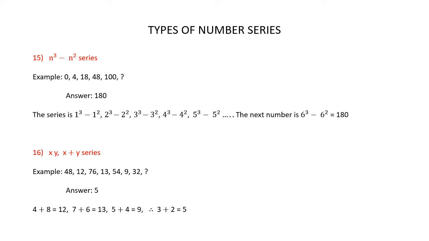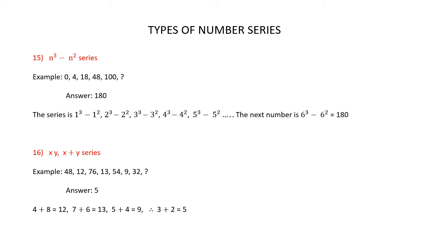series. That is, 1 cubed minus 1 squared is 0. 2 cubed minus 2 squared is 4. 3 cubed minus 3 squared is 18. 4 cubed minus 4 squared is 48. 5 cubed minus 5 squared is 100. So the next number in this series will be 6 cubed minus 6 squared, which is 180. So the answer is 180. The missing number is 180. And this number series is a n cubed minus n squared series. Hope you understood that.